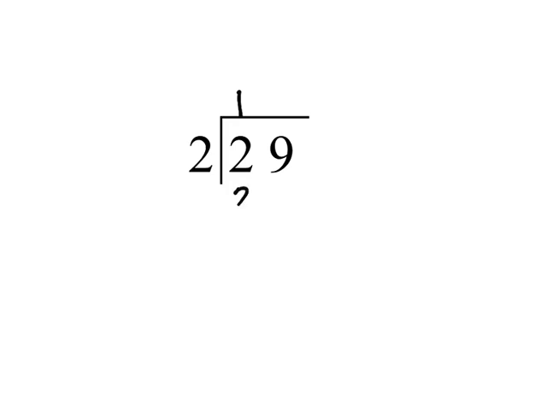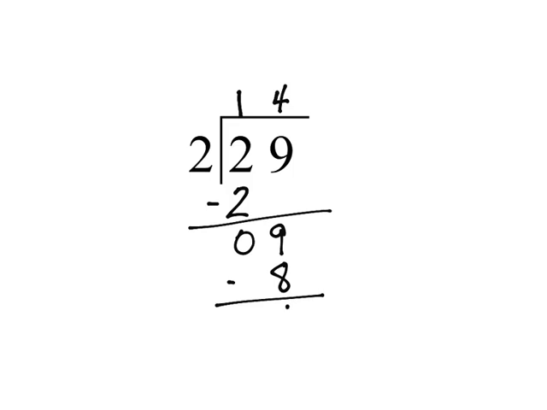1 times 2 is 2, and 2 minus 2 is 0. Now again, I'm going to bring my 9 down here. And I can get 4 groups of 2 out of 9. So I'm going to put my 4 up here. 4, of course, times 2 is 8, and 9 minus 8 is 1. So on this problem, we do have a remainder. So it's important to come up to the top and put my remainder 1.